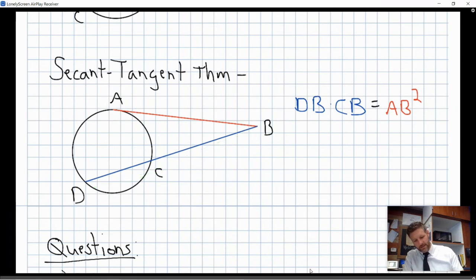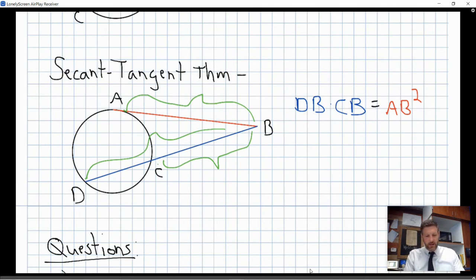And so if you ever have that situation, then it is similar to the secant formula. It is the entire secant line times the amount that is exterior to the circle is equal to the tangent line squared. And so you see here, DB times CB is equal to AB squared.